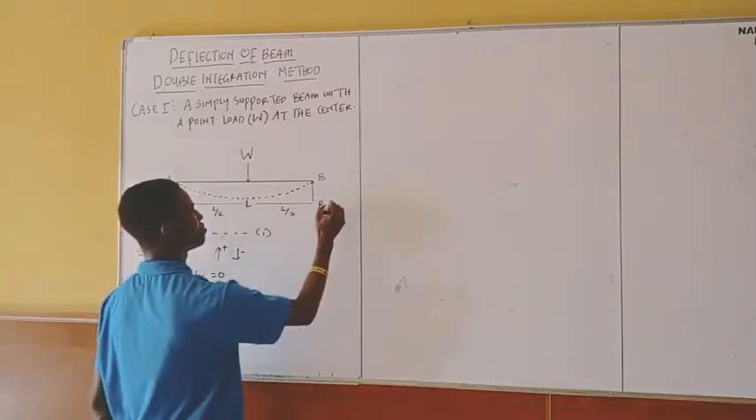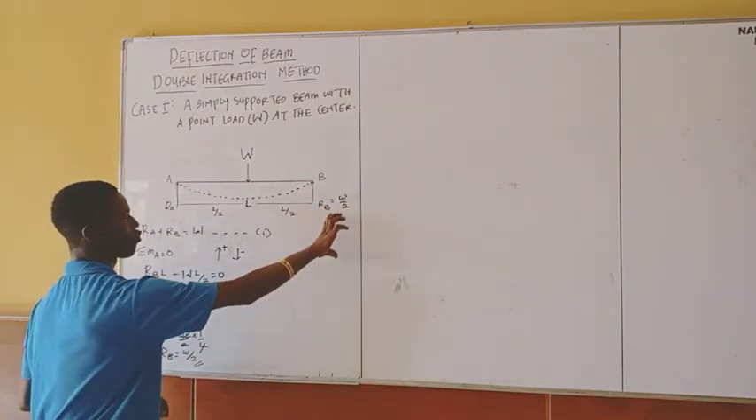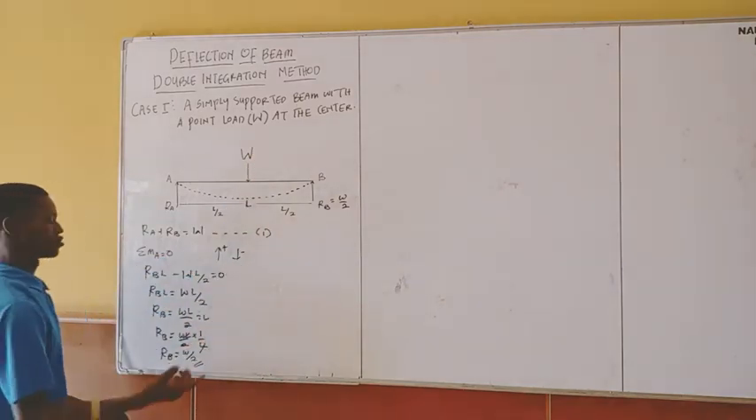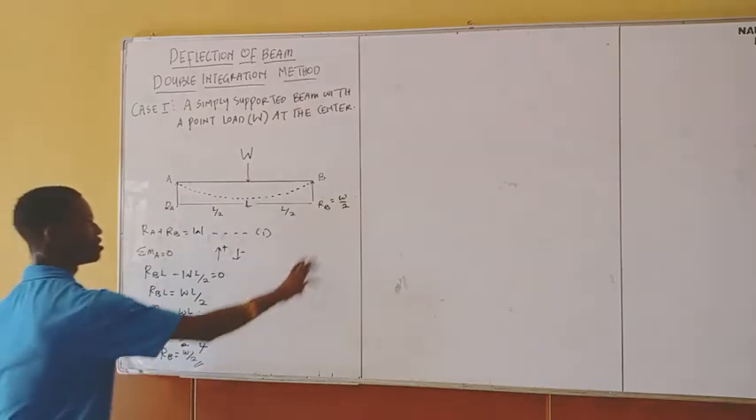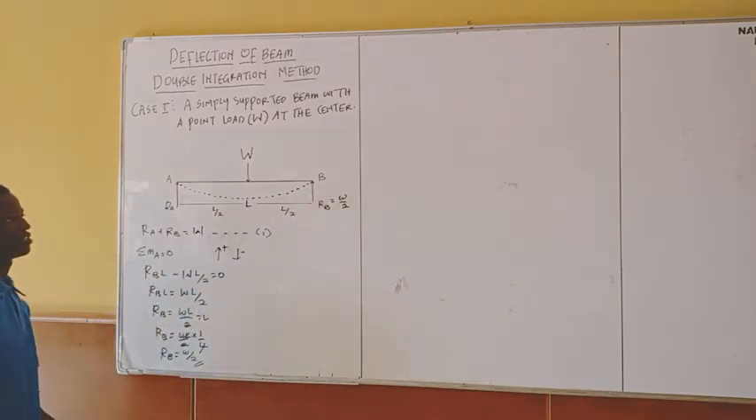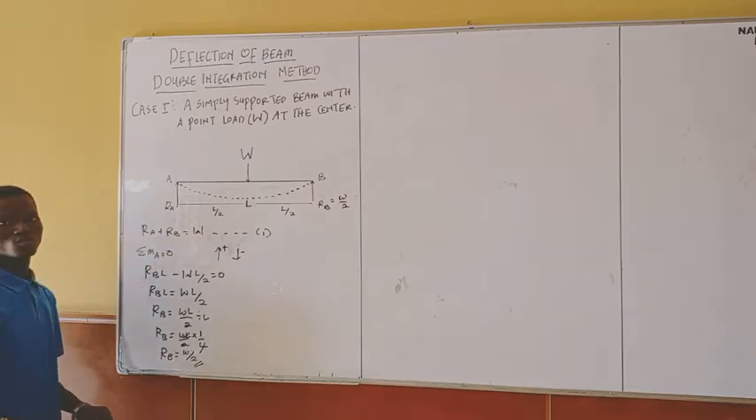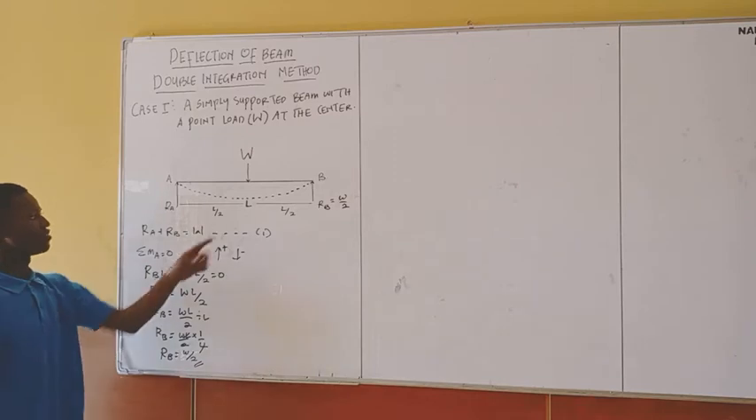So in this case, my RB is W over 2. This is the force that is countering this weight at this support. So in this case now, since I know the value of my RB, I can decide to take my moments at RB to find the value of my RA. But since I've already established my equation that RA plus RB must be equal to W, I can use this equation to find the value of my RA.